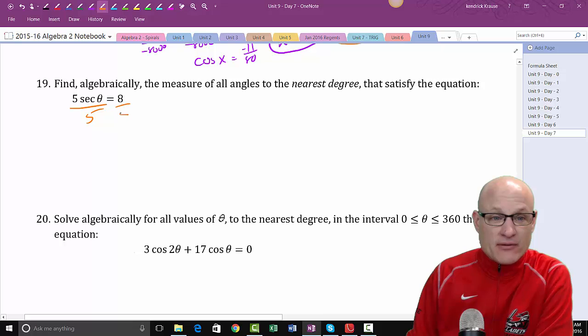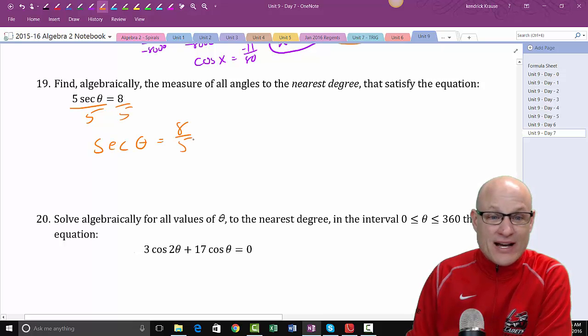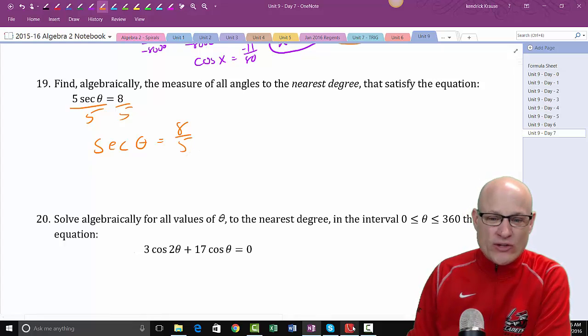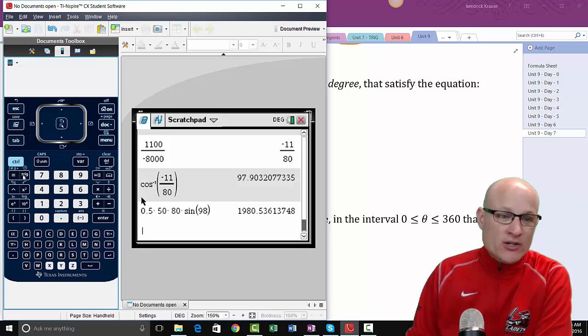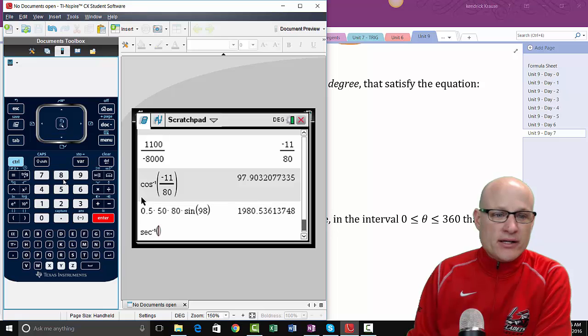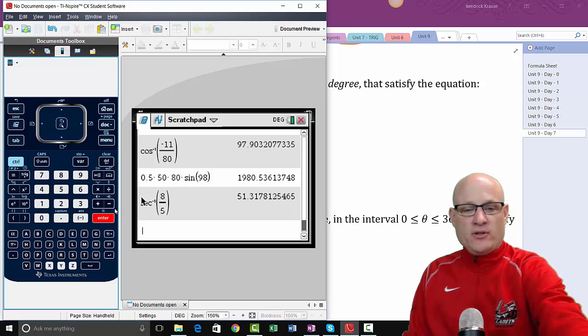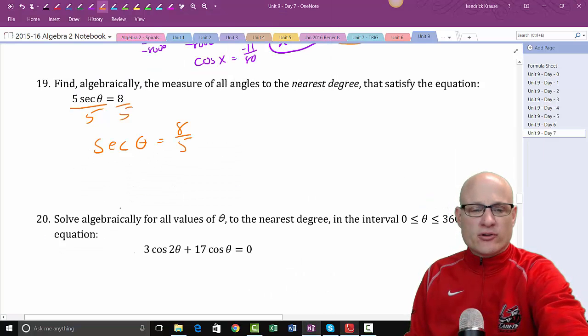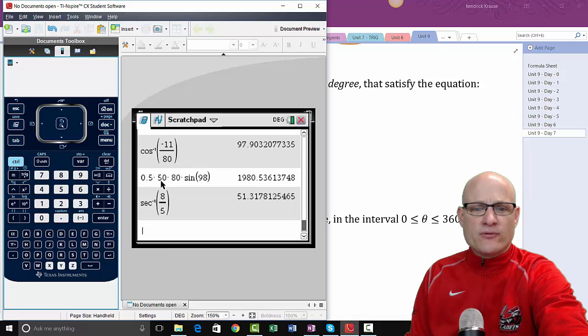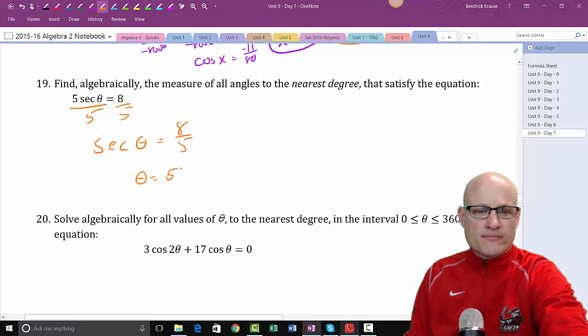Divide by 5, divide by 5. I get secant theta equals 8 over 5. That's okay that that's bigger than 1. It's sine and cosine that can't be bigger than 1. So I come over here, I do a little inverse secant of 8 divided by 5, and I get 51, rounded to the nearest degree. I'm going to save myself a little bit of time. Theta is equal to 51 degrees.